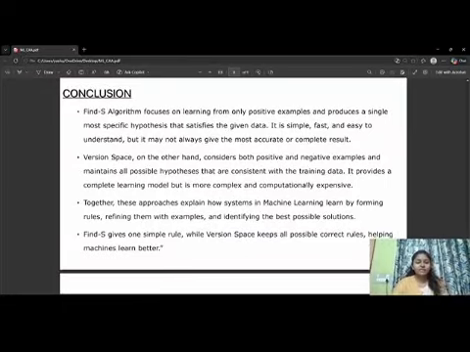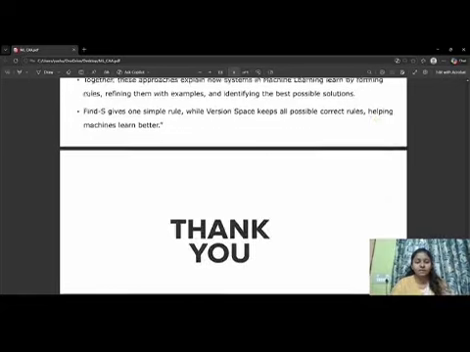The conclusion is that Find-S gives one simple rule, while version space keeps all possible correct rules, helping machine learning better. The Find-S algorithm focuses on learning from positive examples, whereas version space considers both positive and negative examples, where we can get accurate values easily.